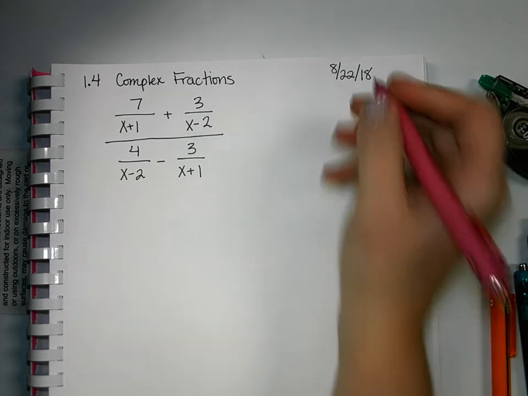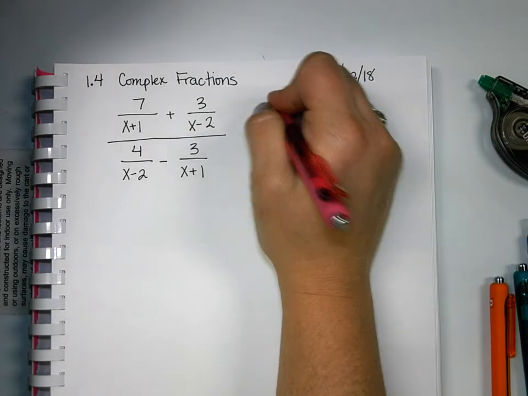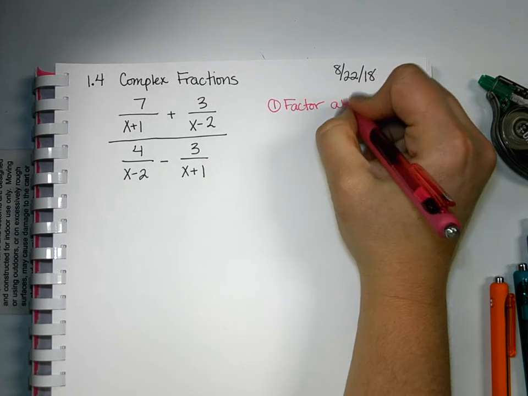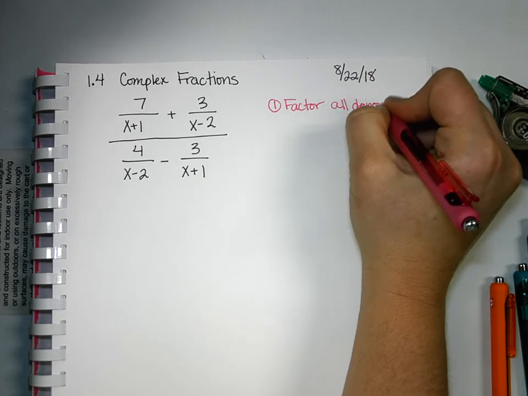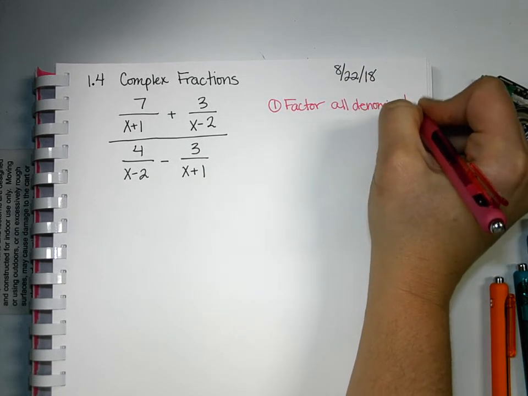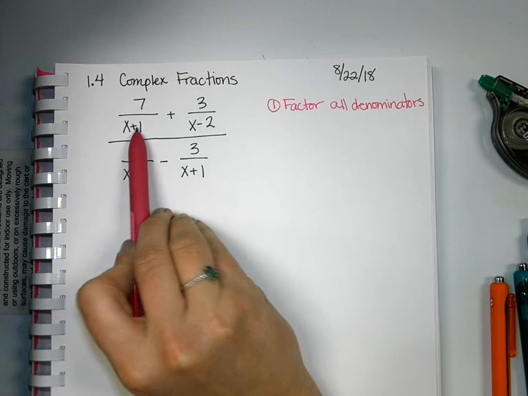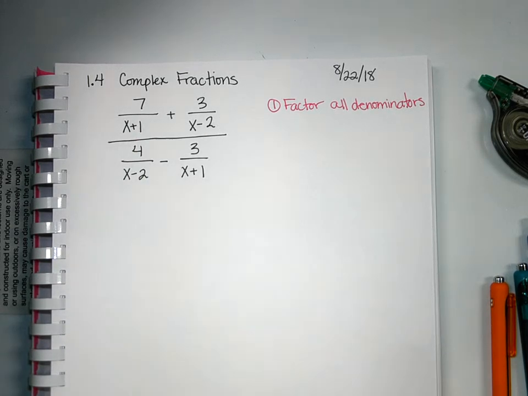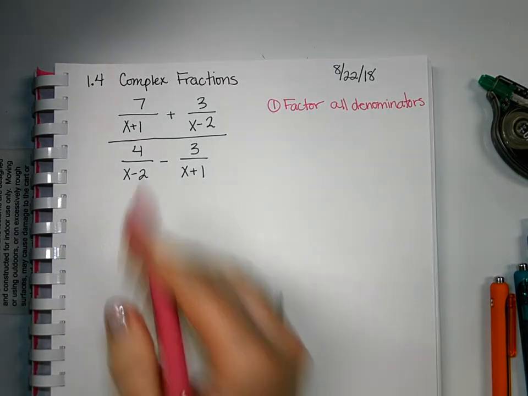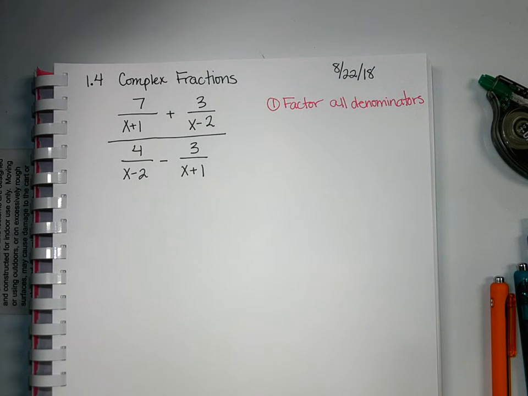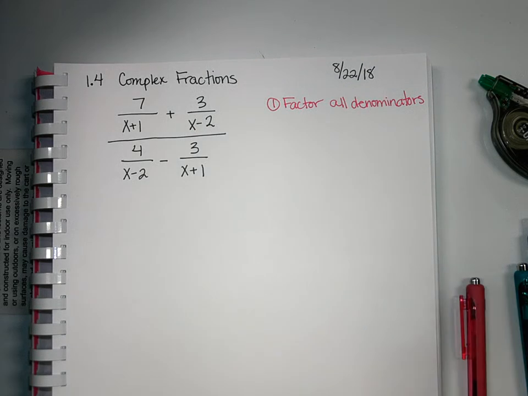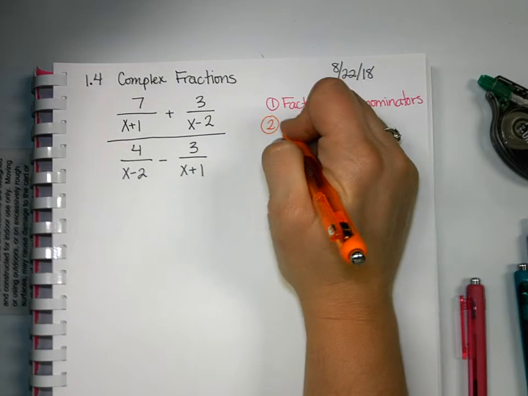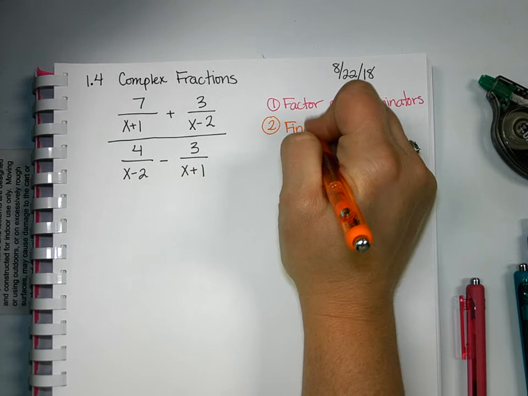So one of the first things you want to do is, again, factor all denominators. What I mean by that is all of these little denominators, factor them if they're not already factored. In this case, all of these are already factored, so we don't have to do that step. Okay, second thing we're going to do is find the LCD.